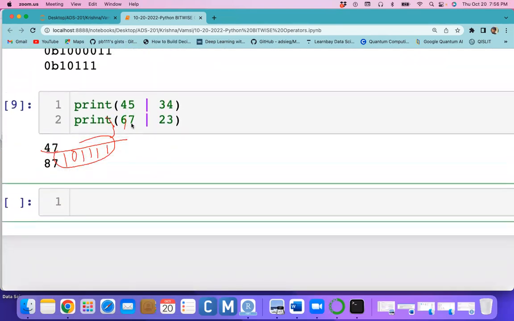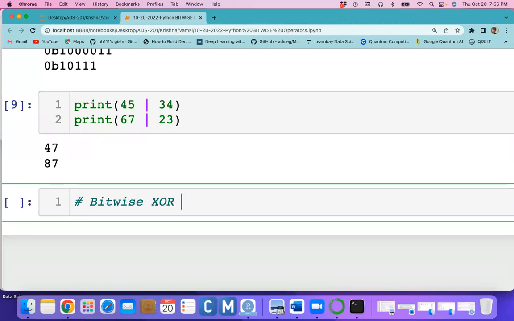Meanwhile, 67 OR with 23 is also the same thing. Each and every bit of 67 and each and every bit of 23, we apply the OR operation on the bit level, then we get some binary number, then we convert it into decimal, and we get 87 here. Clear? Are there any questions? Is there any question? What happened, guys? Did you get it or not?